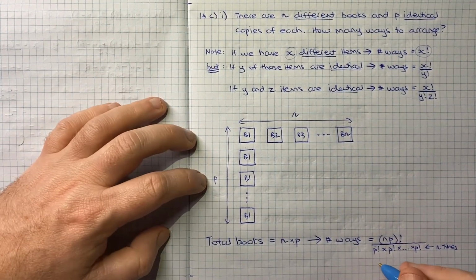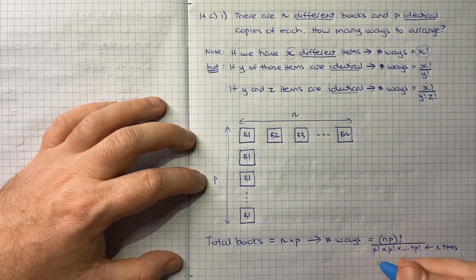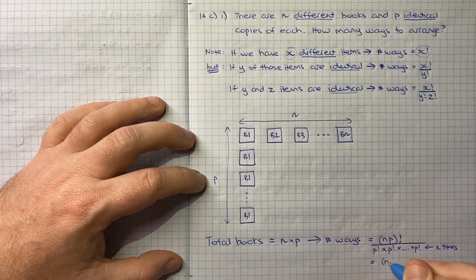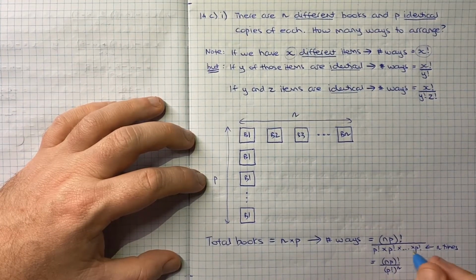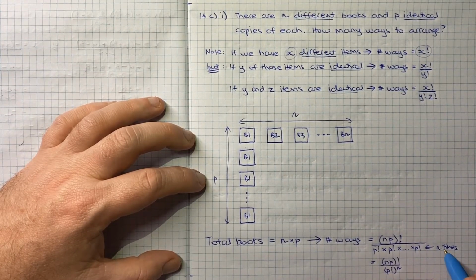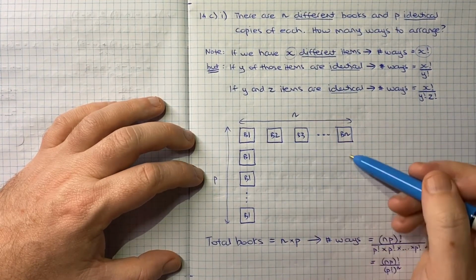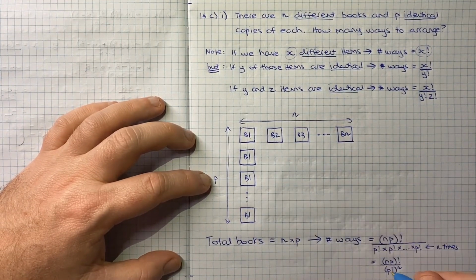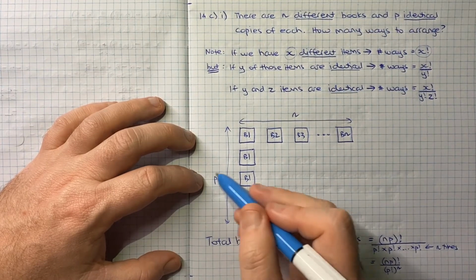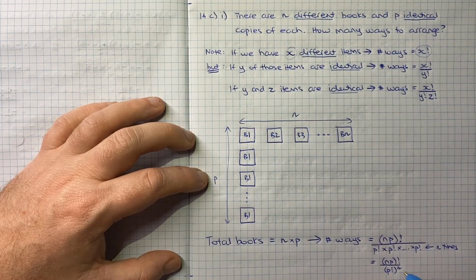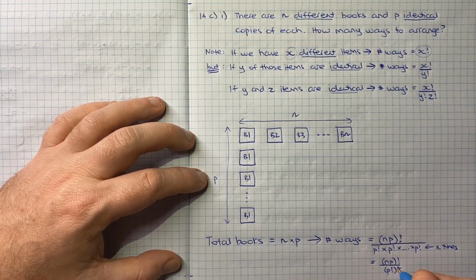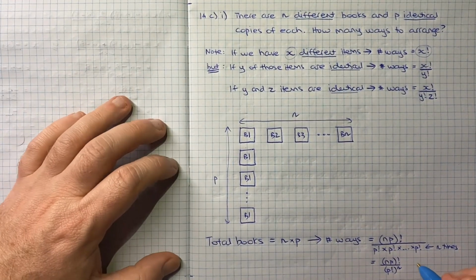So really, in terms of how we can just clean this up a little, it's (np) factorial divided by p factorial to the power of n, because we're multiplying it together n times. And if the number of identical copies was different, we'd just be dividing by the factorial of each different number. But because it is p every time, it's p identical copies of each, it becomes a bit simpler. It's just p factorial to the power of n. Boom! And that's it. That's how you can answer that question.